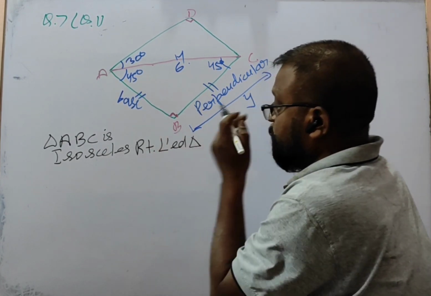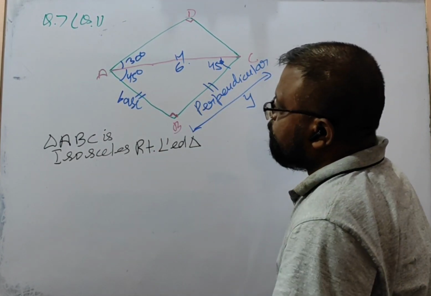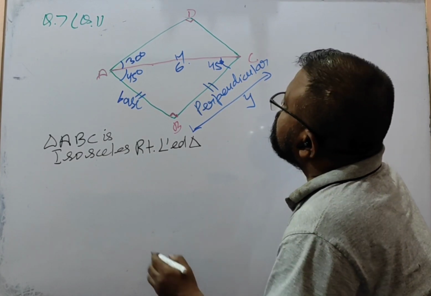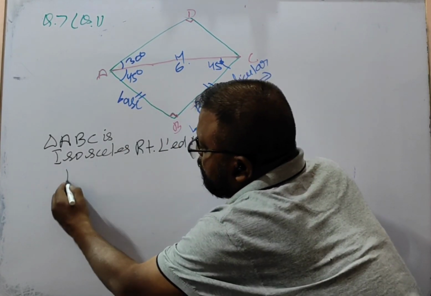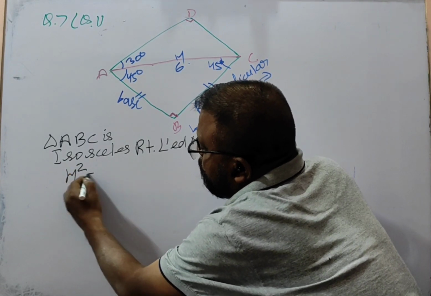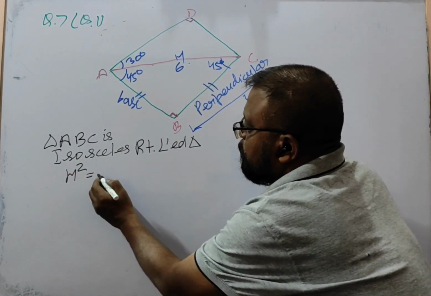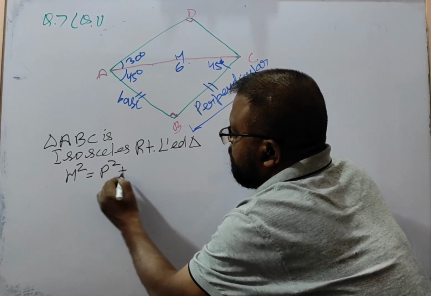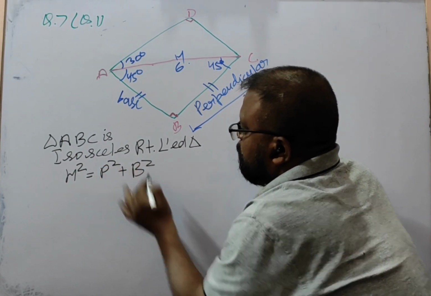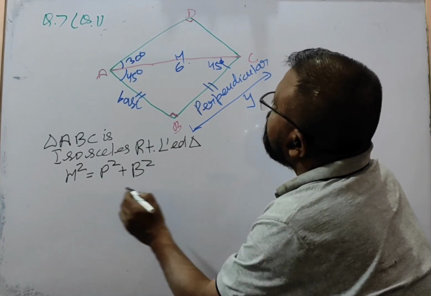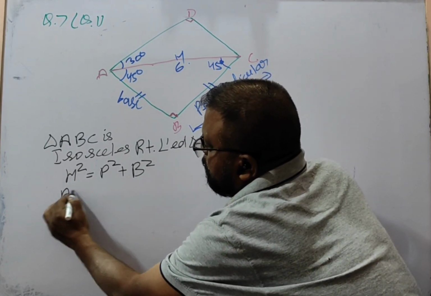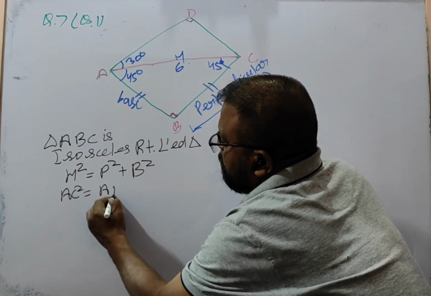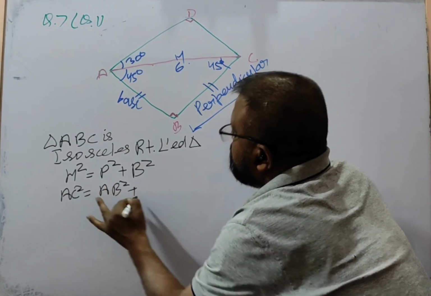So hypotenuse square is equal to perpendicular square plus base square. We can write AC square is equal to AB square plus BC square.